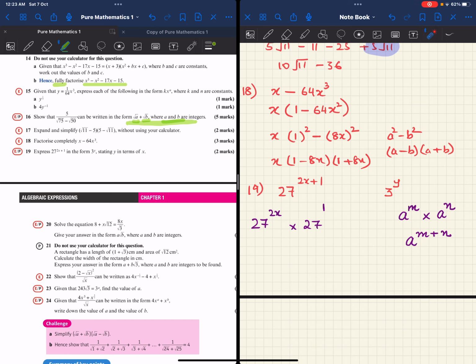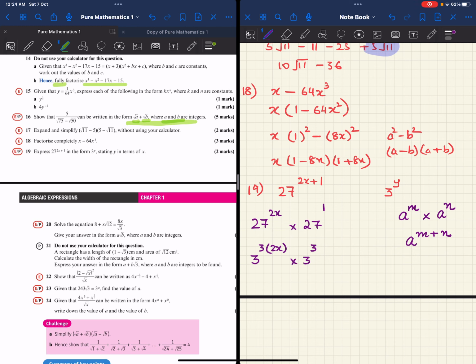And if we want to rewrite this in the form of a to the power of m plus n, it will end up giving us 27 to the power of 2x plus 1. Now, since our answer has only one base, which is 3, we need to change all our bases to 3 to the power of something. And we know clearly 27 is 3 to the power of 3. So we will write this as 3 to the power of 3 and the power 2x as it is, multiplied by 3 to the power of 3.